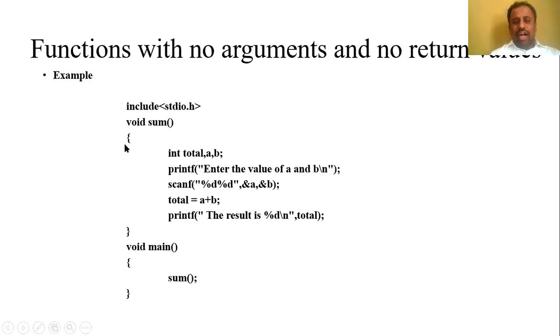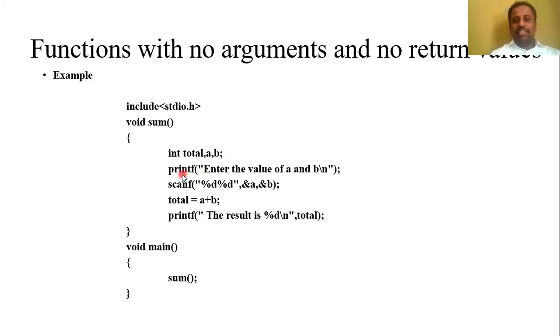Immediately it will go and execute where that function is defined. The function is defined at the beginning of your program. It will go there, it will execute the sum. So here, in that function, how many arguments are there? Three. One is total, second one is A, third one is B. Totally 3 local variables are there.